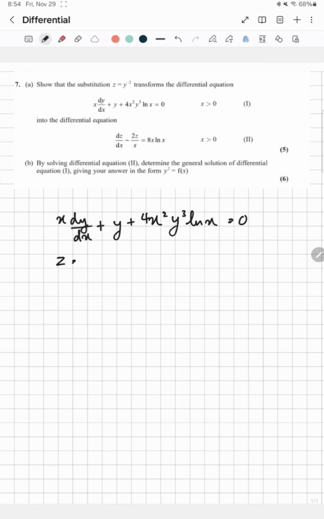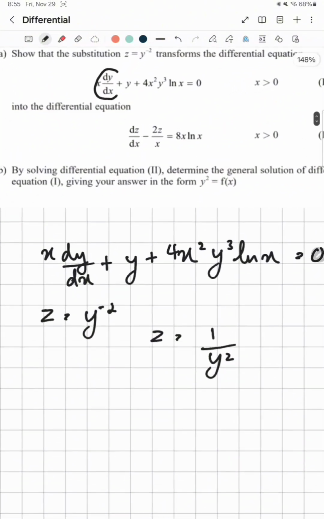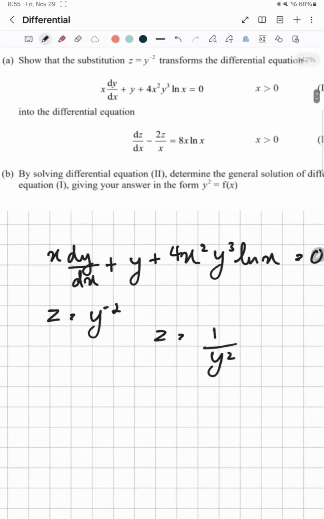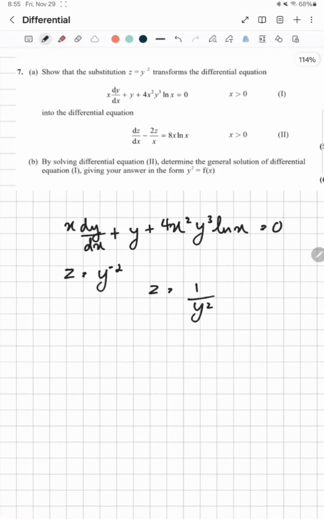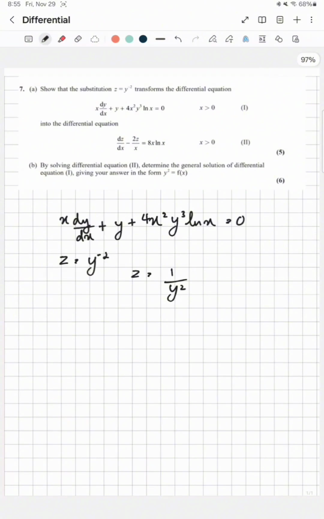So then we write z equals y to the power minus 2. We can write this as z equals 1 over y squared, right? So in order to make the substitution, the first equation has dy over dx, but we need dz over dx, right? So what we have to do is we just differentiate 1 over y squared. So we get dz over dy, right? So let's just differentiate this.